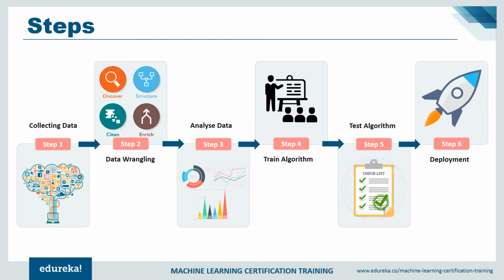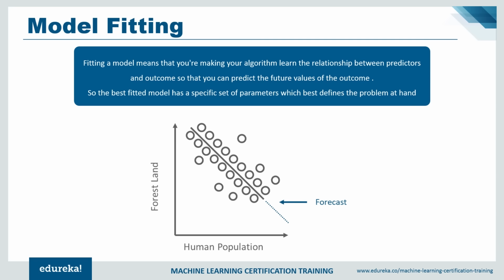Typically, the steps are collecting data, data wrangling, analyzing the data, training the algorithm, testing the algorithm, and then deploying. Fitting a model means making your algorithm learn the relationship between predictors and outcomes so that you can predict future values of the outcome. The best fitted model has a specific set of parameters which best defines the problem at hand. Since this is a linear model with the equation y equals mx plus c, the parameters the model learns from the data are m and c. So this is about model fitting.